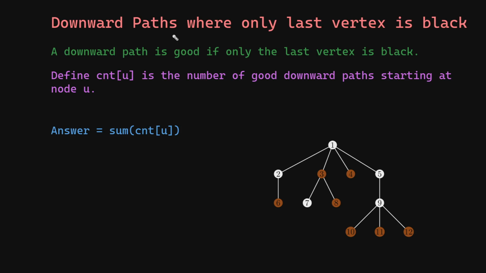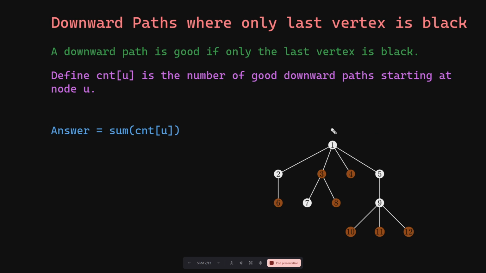Let us start with a simple problem. You are given a tree that contains white vertices and black vertices. A downward path is a path that starts at any vertex and only goes down in the tree. This downward path is called good if the last element of the path is a black vertex and all the other elements in the path are white vertices. Your goal is to find the number of good downward paths in this tree.